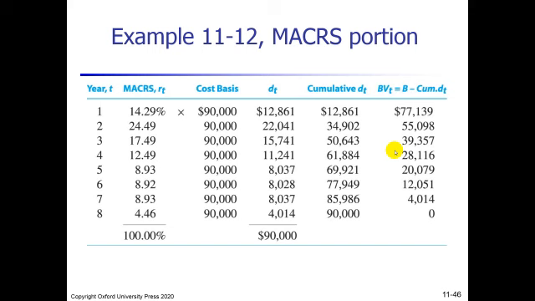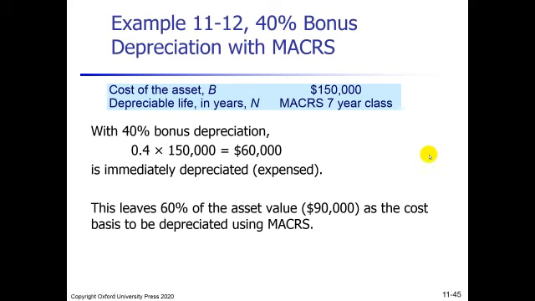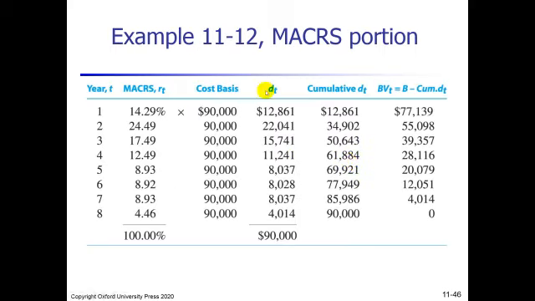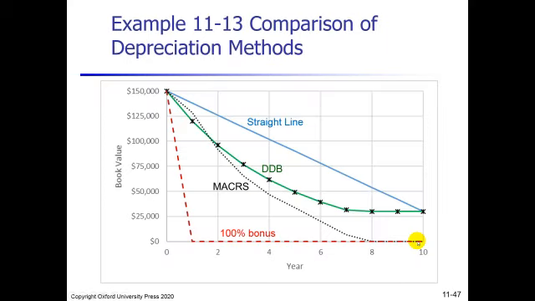And so you see here that your basis is the $90,000 that was left over after we took off the $60,000 here. And so now we have our depreciation in every year, 1 through 8. And our cumulative is just keeping a running sum of all this. And so in this case, we had fully depreciated at the end of year 8 the original $90,000 that we had left over as our basis. And so our book value then goes all the way to 0.